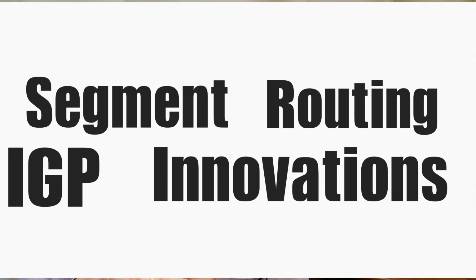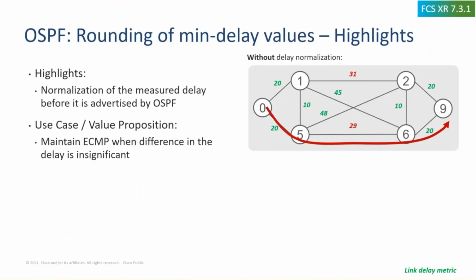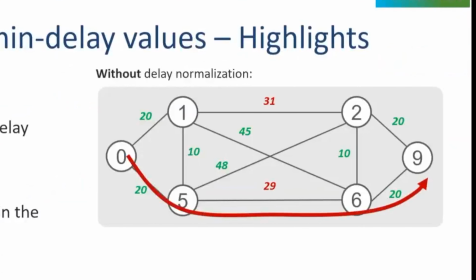Moving along, we go to our second OSPF feature in IOS XR 7.3.1. We call it the rounding of mean delay values. The objective of this feature is to allow the IGP to normalize the measured latency before it is advertised by the IGP. So consider the picture on the right-hand side where all the numbers on the links represent the measured delay for a particular link between two nodes.